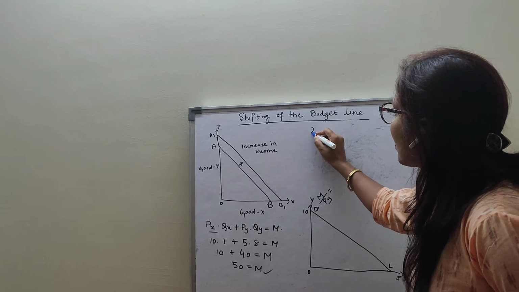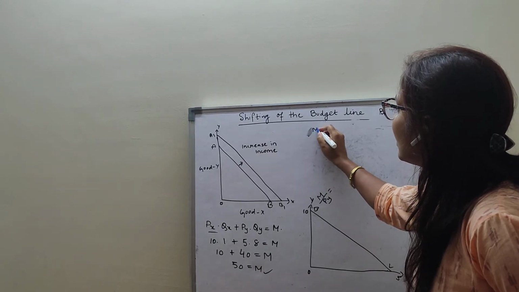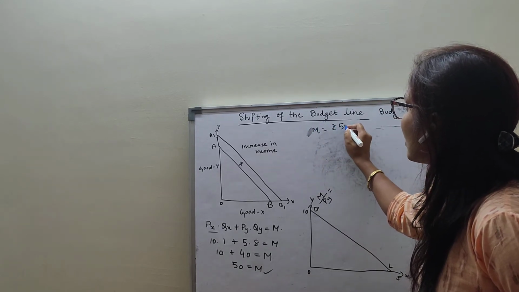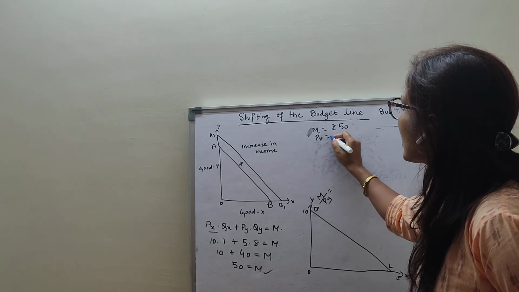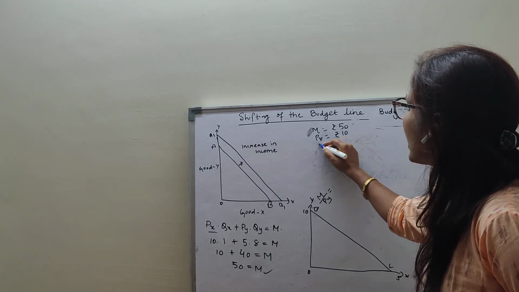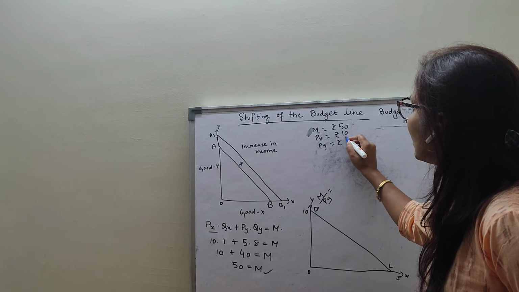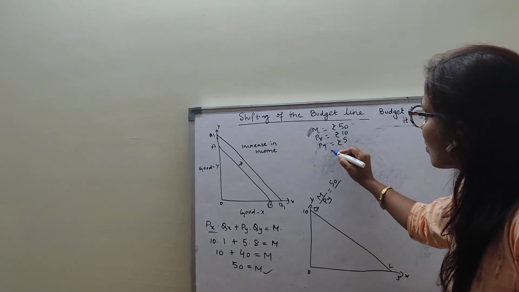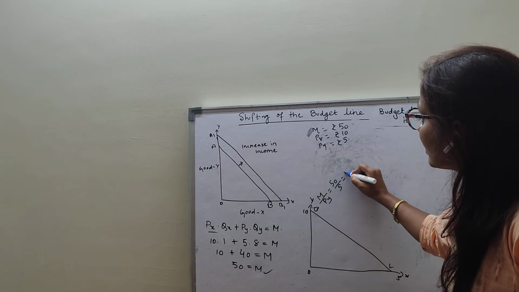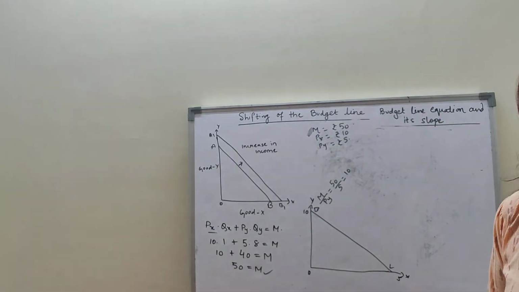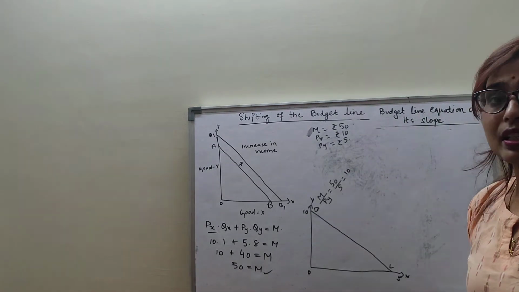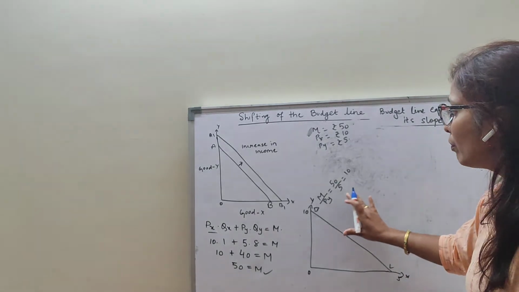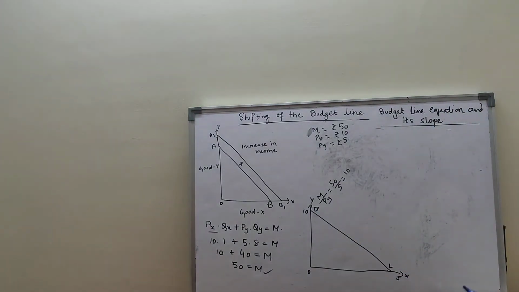So I told you that my income is rupees 50, the price of x is 10 and the price of y is 5. Clear? So income is 50 and price of y is 5. See, the maximum unit of y that can be purchased is 10. With the different formula, I can calculate it.